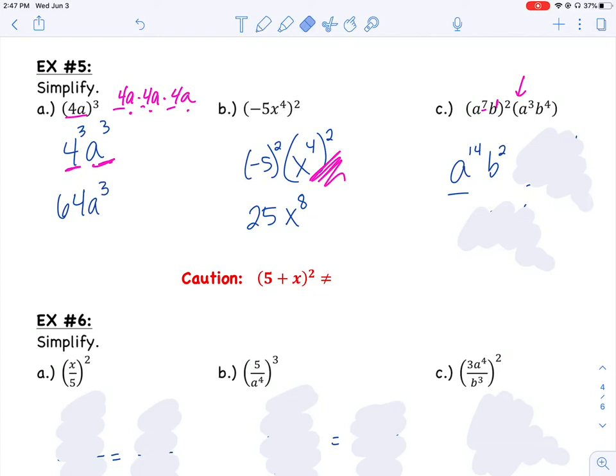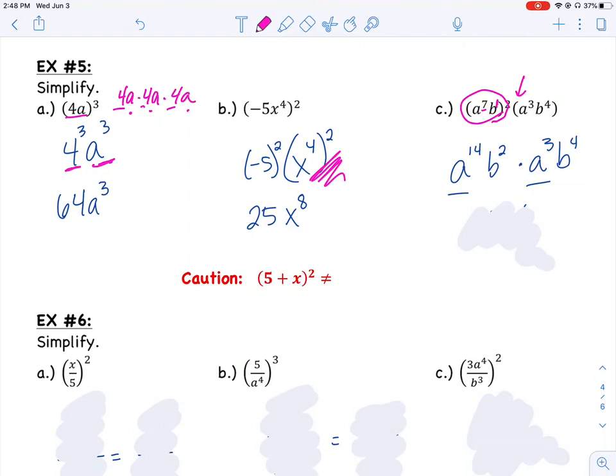So now I can say that I have a to the 14th, b squared, times an a cubed, b to the 4th. Remember, I'm only distributing the 2 to the parentheses in front of it. And so the a cubed b to the 4th is just an a cubed b to the 4th. We're not squaring that piece.